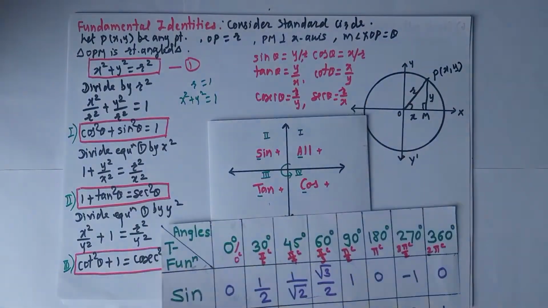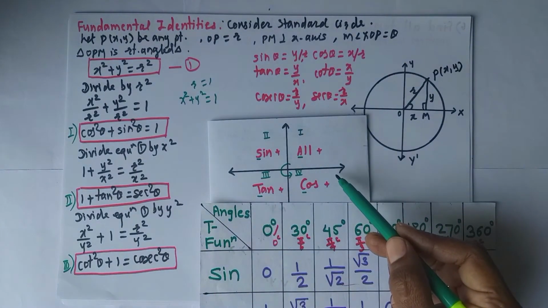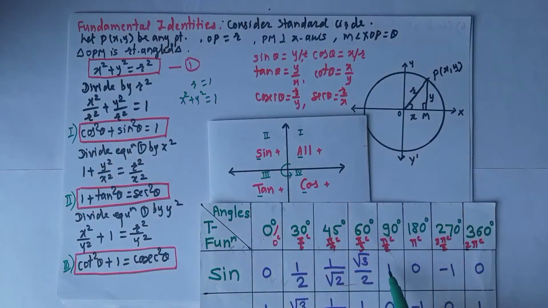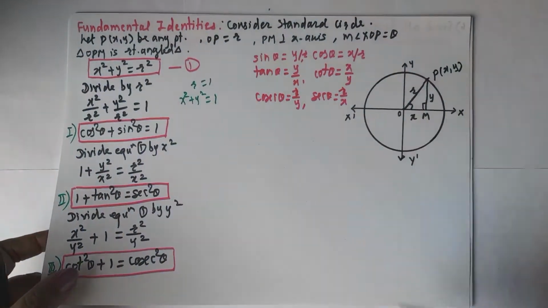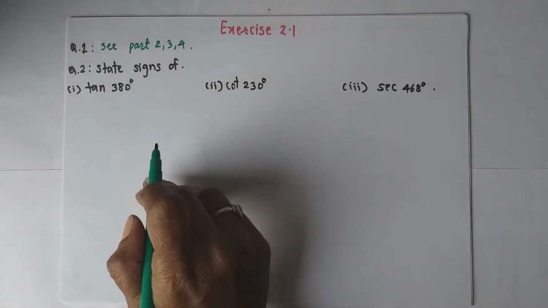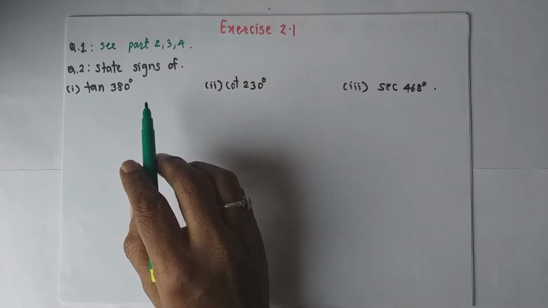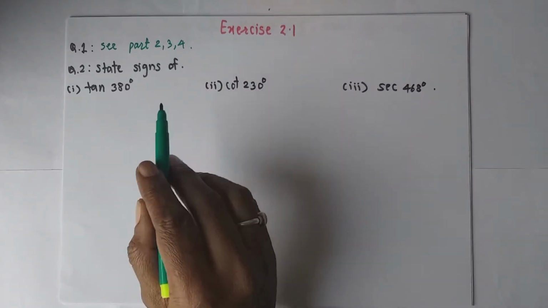Okay students, if you know the fundamental identities, the signs of trigonometric functions in different quadrants, and this table from 0 to 360 degrees, then it is very easy to solve the problems in the exercise. Let's start solving the exercise. In the exercise, the first question is to find the trigonometric functions of some given angles: 30, 45, 60 degrees, and so on. For the solutions of all these angles, you can see my YouTube videos that I have sent earlier, that is parts 2, 3 and 4 on this chapter.